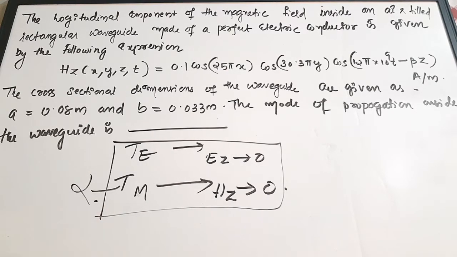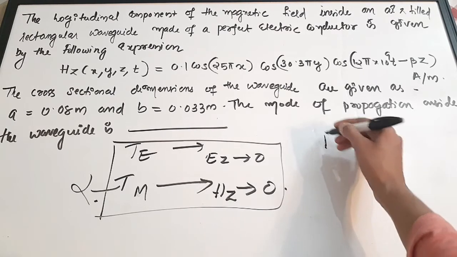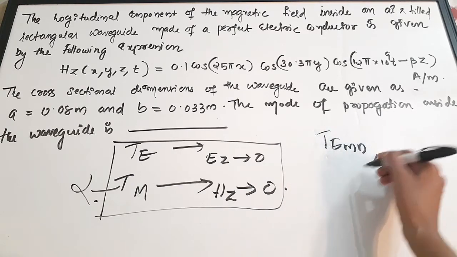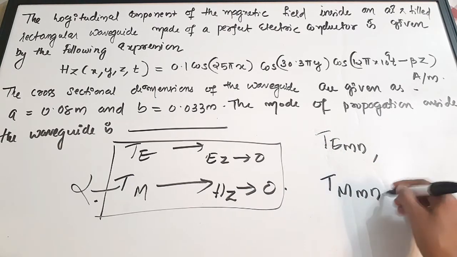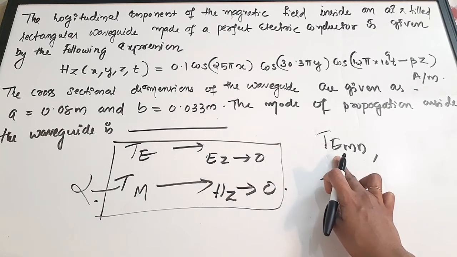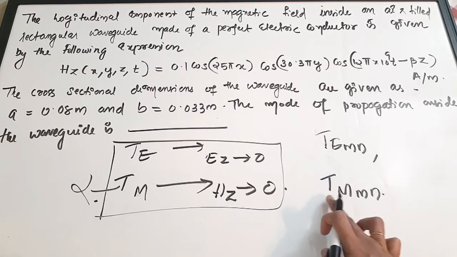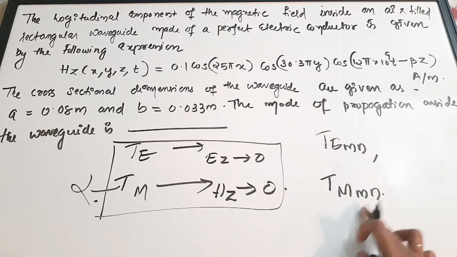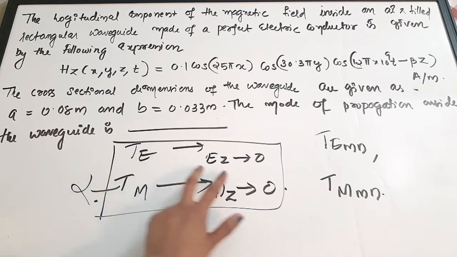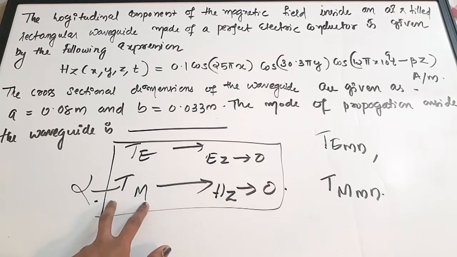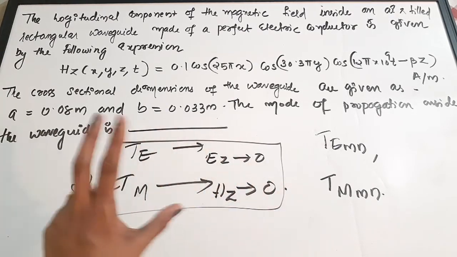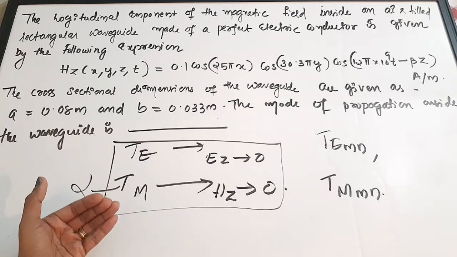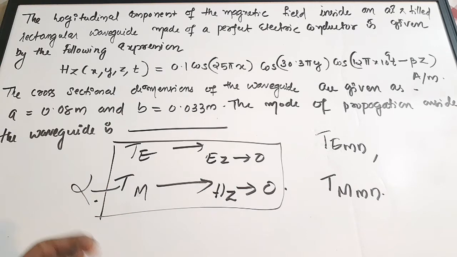So we have to find the mode of propagation. The various types of modes are TE mn and TM mn: transverse electric field modes with various values for M and N, and transverse magnetic field modes with various values of M and N. M and N can have various values, 0, 1, likewise. If the mode was TE, then Ez has to be 0. If the mode was TM, Hz has to be 0. These are the two conditions. If you don't know anything, please note this down because it is the starting point of doing this question.